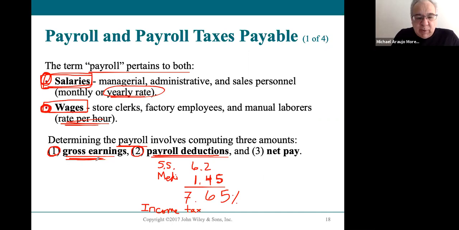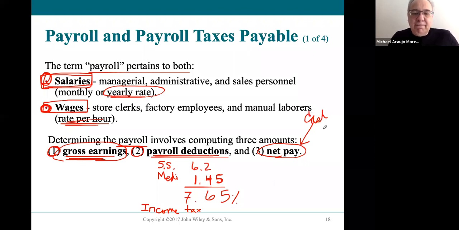The difference between the gross pay and all those deductions is the net pay. And the net pay basically is the amount of cash the employer must have available on your payroll day. Because in essence, those are the checks that are going to get cashed. All these deductions are going to be liabilities to the company. So that's very important to know.